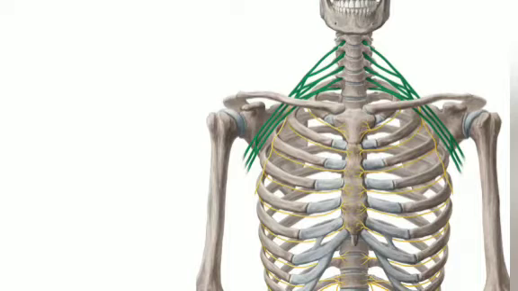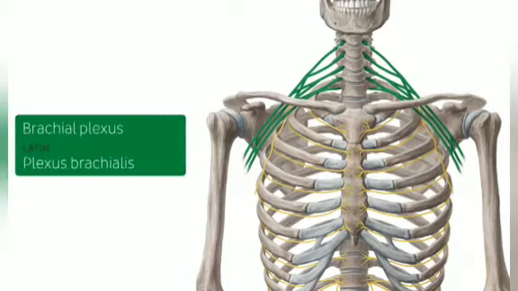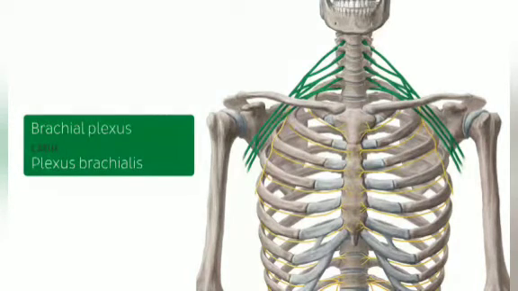So, the brachial plexus is a somatic plexus that is formed by the anterior rami of the 4 lower cervical nerve roots and the first thoracic nerve root. This plexus is of particular significance due to the fact that all the major nerves that innervate the muscles, joints, and skin of the upper limb originate from the brachial plexus.